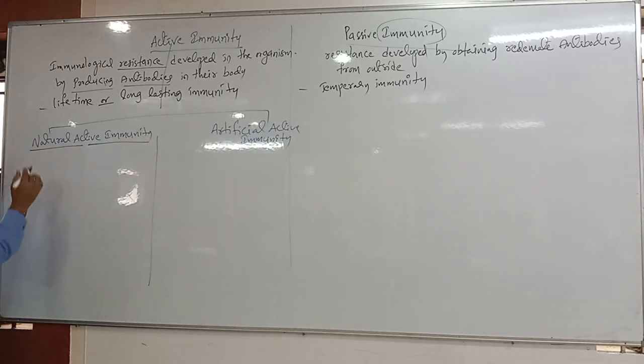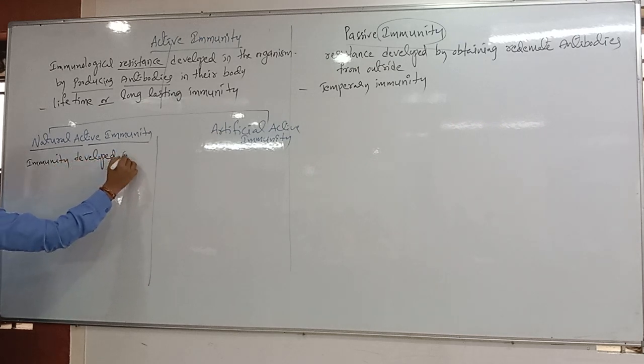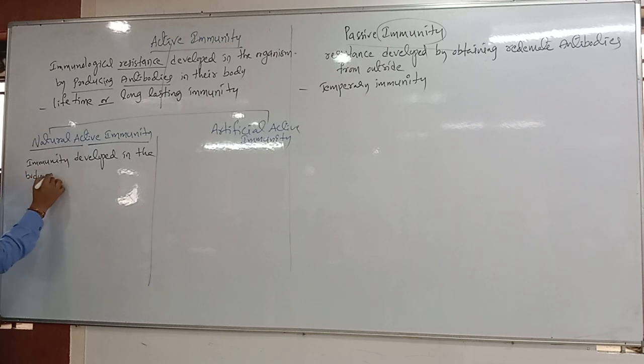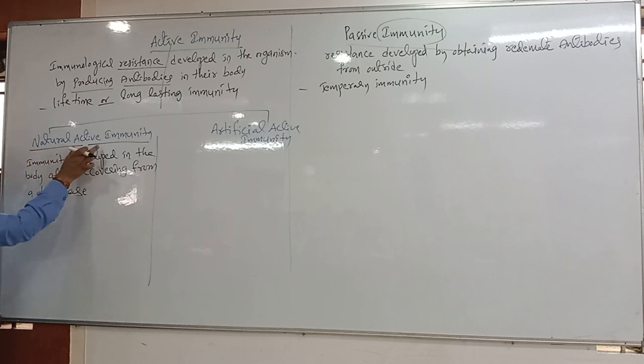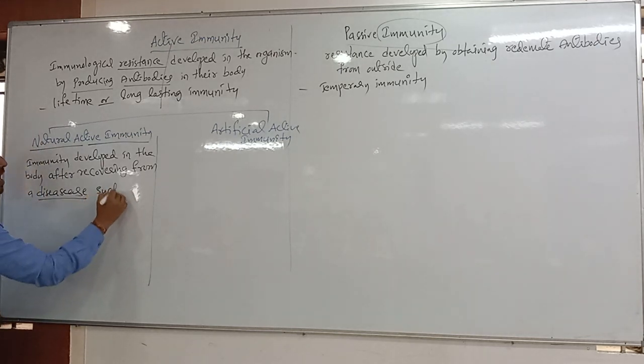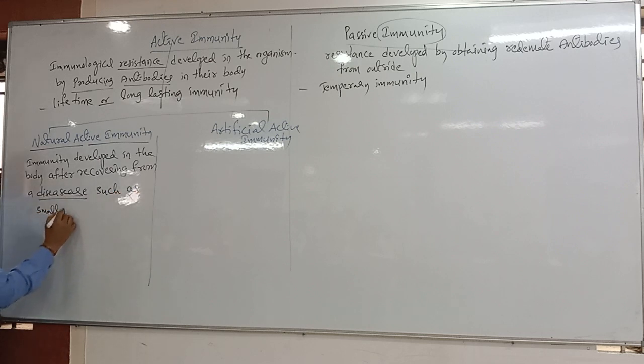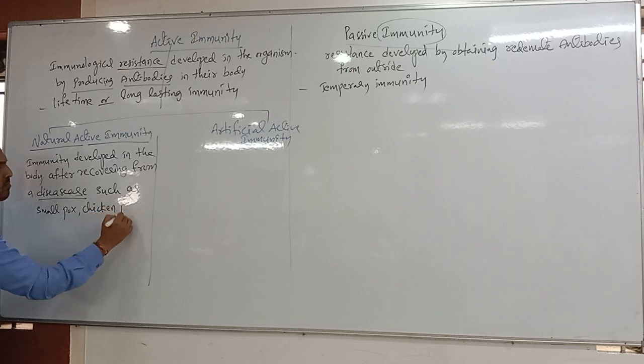Natural active immunity: when is this immunity developed? This immunity is developed in the body after recovering from a disease. After recovering from a disease, one type of immunity will be developed, that is called natural active immunity. Diseases such as smallpox and chickenpox.